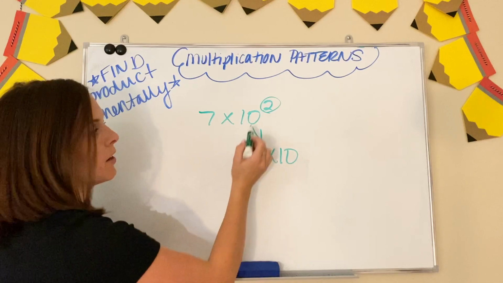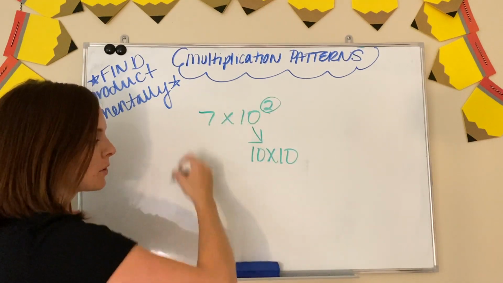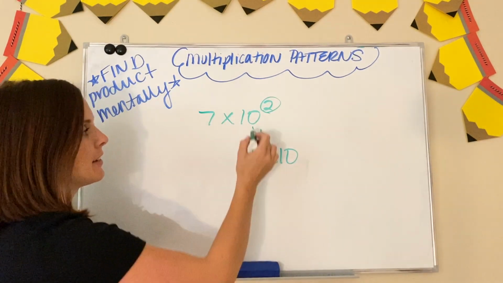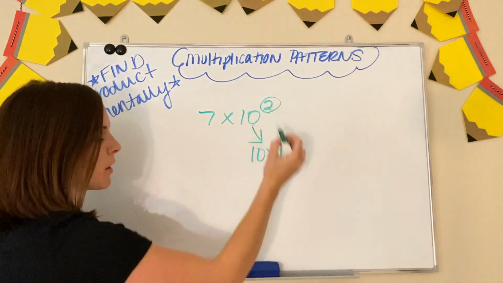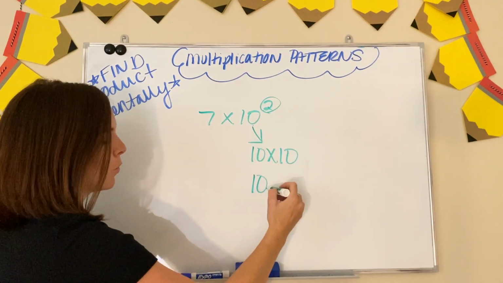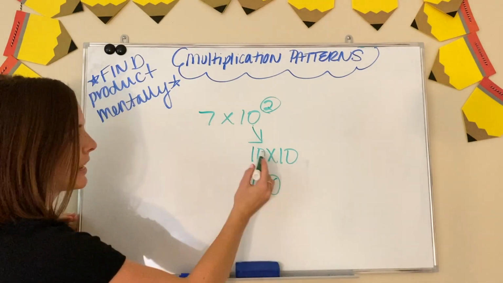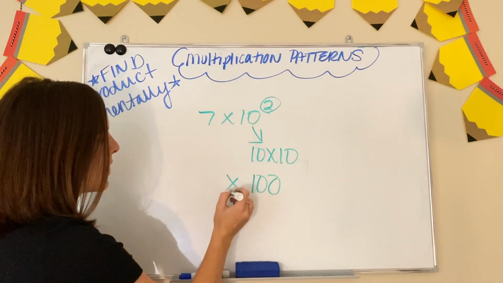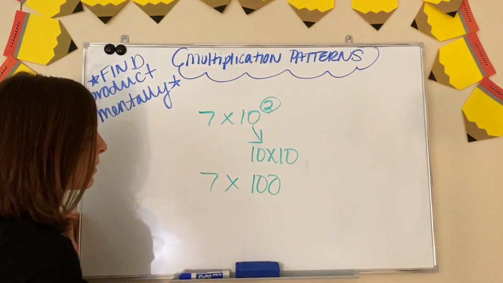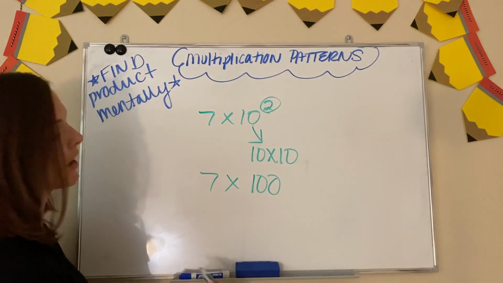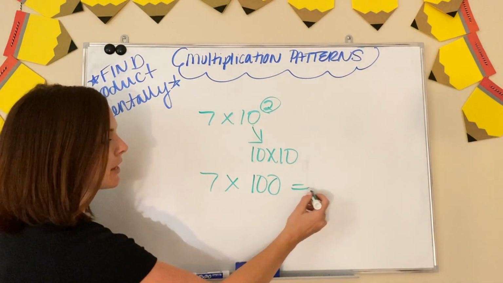Here's a trick. Remember what we just did with our power of 10 patterns. 10, and there should be 2 zeros. So if I have a 10 with 2 zeros, that would be 100, okay? 10 times 10 is 100. And then bring down what it wanted me to multiply it by, which was a 7. And now 7 times 100 is 700.